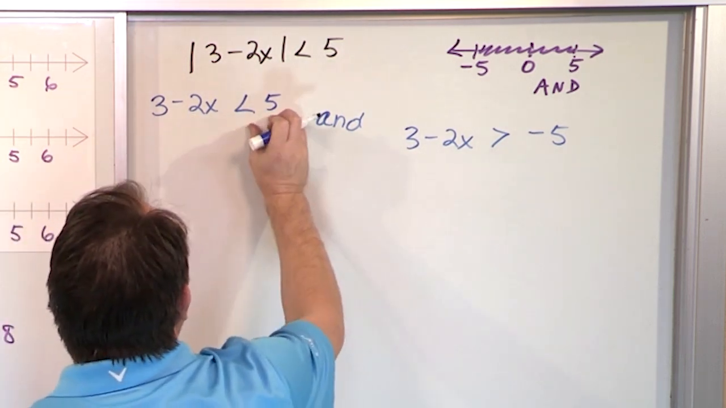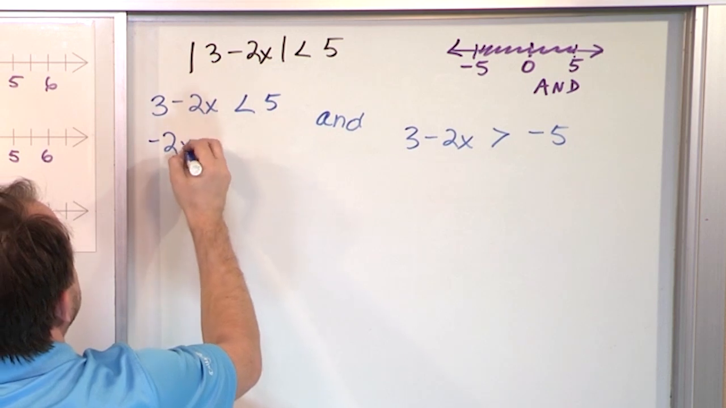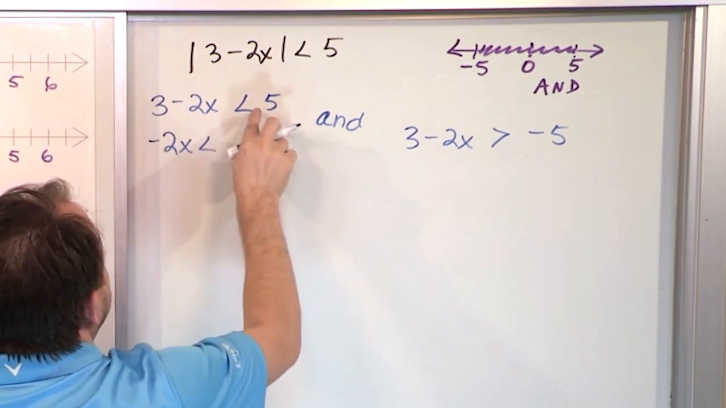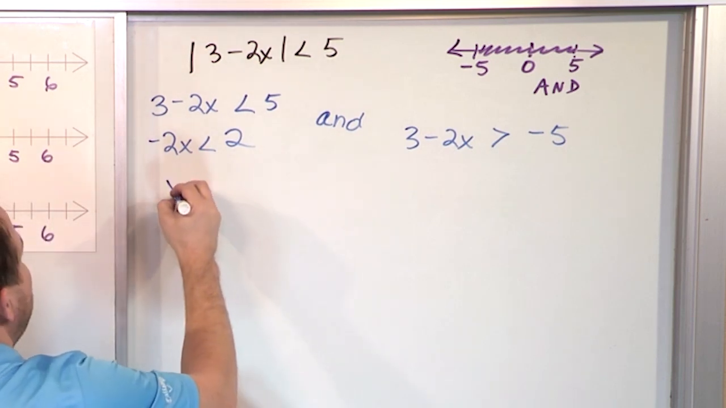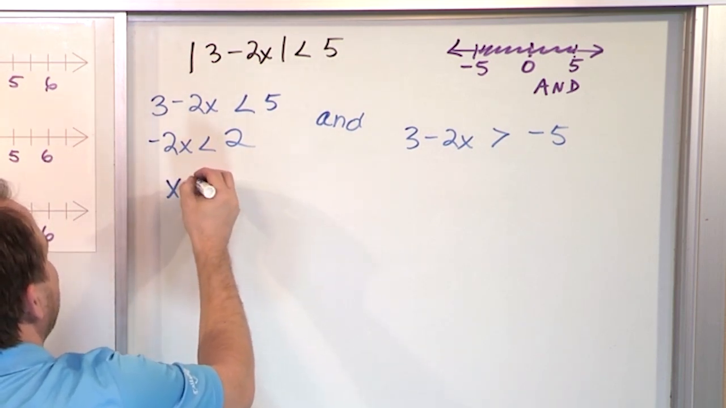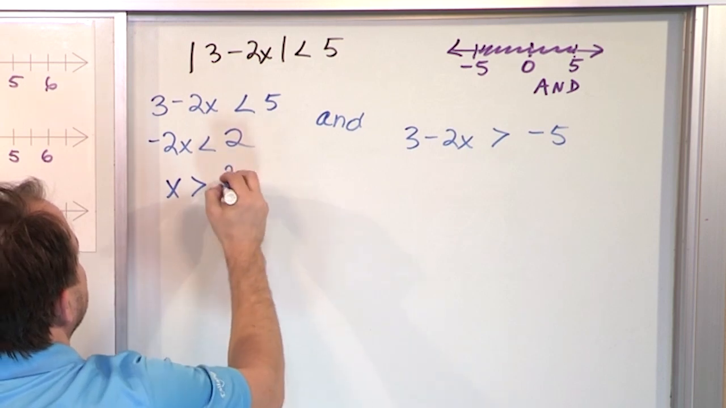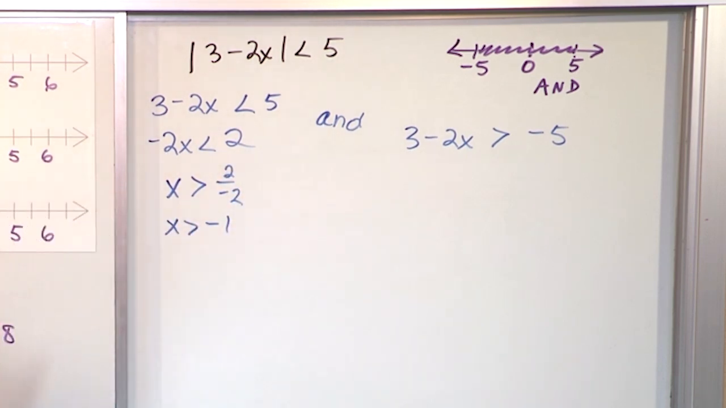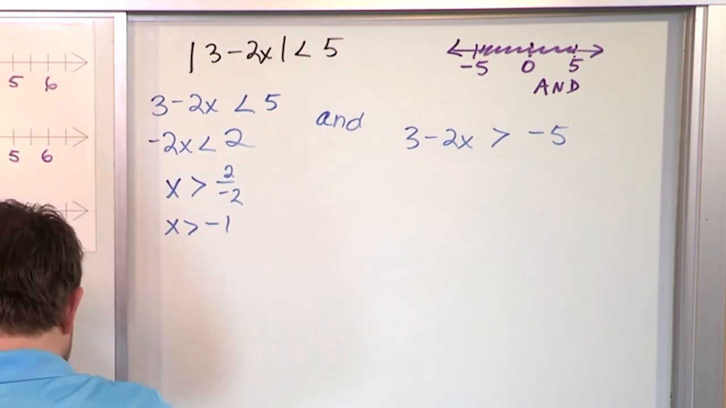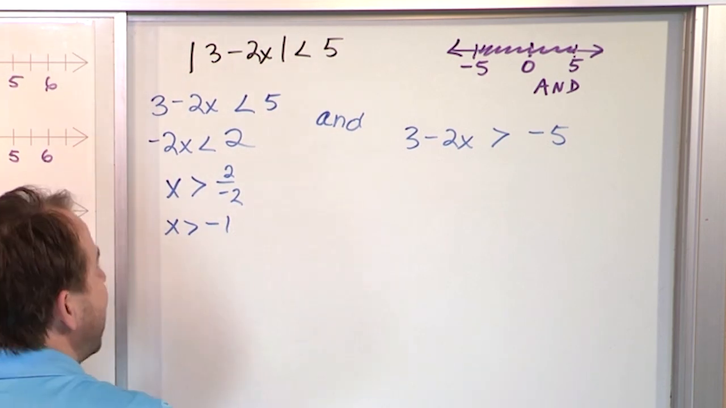So let's move the 3 to the other side. We'll get -2x less than, subtract 3, we'll get 2. And then for x, we're dividing by -2, so we'll have to flip the direction of this, 2 over -2, so x will be greater than -1. That's going to be half of the answer. The other half of the answer will be over here.